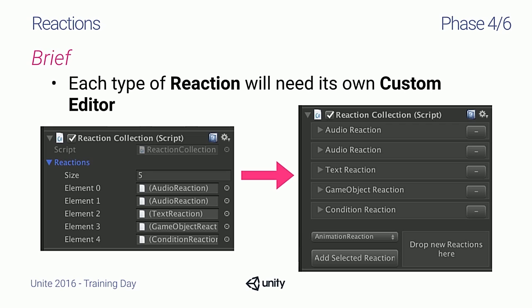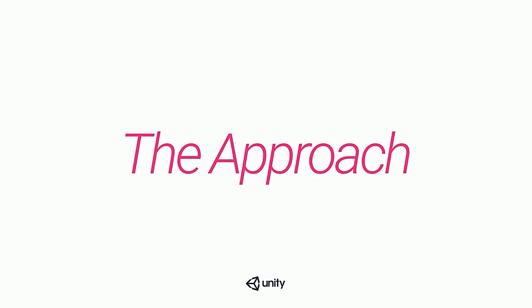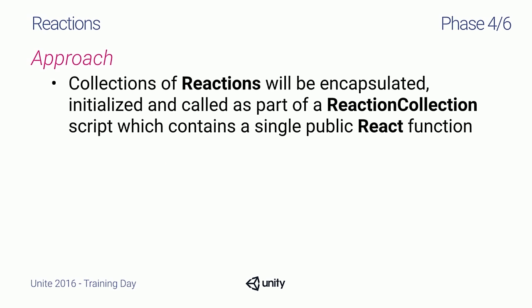Each type of reaction will need its own custom editor, because we're going to have a bunch of different types. We want to be able to edit those types. We want to see them in the inspector. So each different reaction will need its own custom editor. So then our approach is we're going to make collections of reactions which will be encapsulated, initialized, and called as part of a reaction collection. This reaction collection script will have a single public react function.